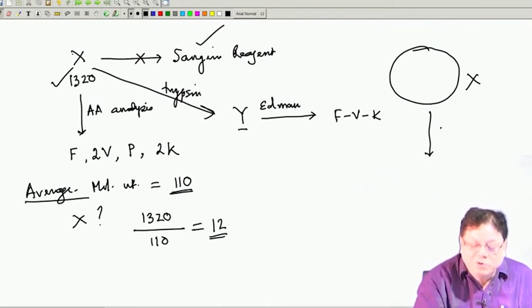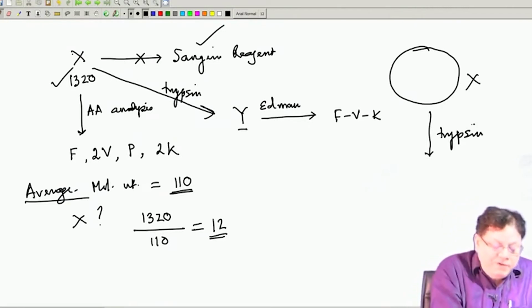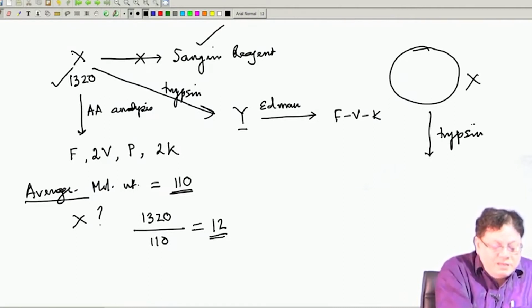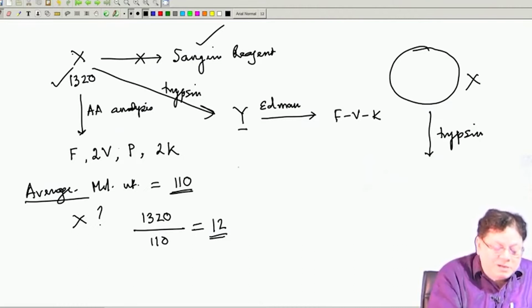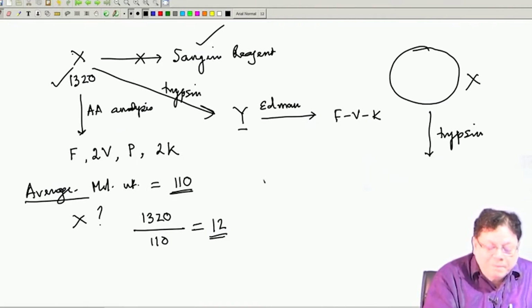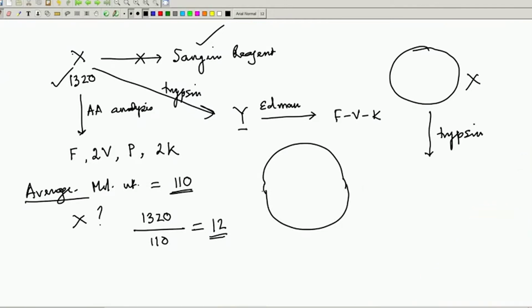And now, when you treat with trypsin, the cyclic peptide will be cleaved. Obviously, X, this is the empirical formula, and the molecular formula becomes double of this. That means whatever sequence is there is going to duplicate like this, and then they are joined together to give X. So, when you treat with trypsin, trypsin recognizes basic amino acids, and the basic amino acid here is lysine.